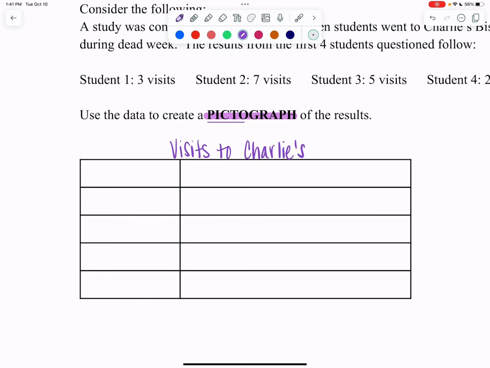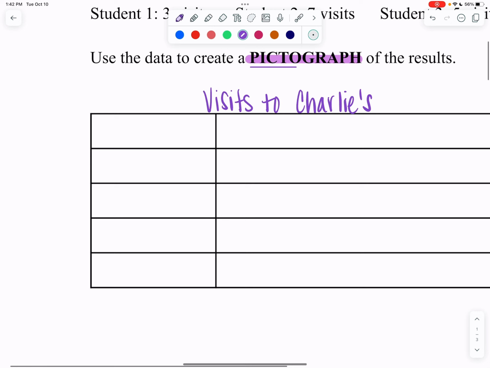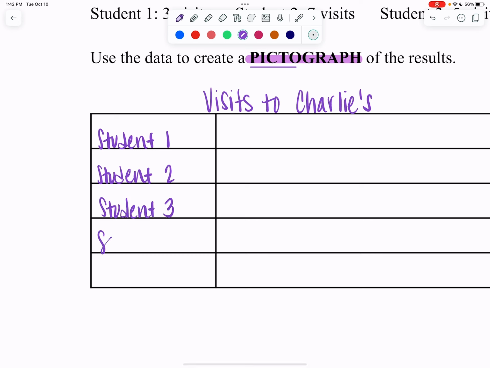Well, what are we looking at? We're looking at students. So I'm going to put my students over here. Let's say student 1. Student 2. Student 3. And student 4. If they had names, I'd put their names right there, but I didn't give them names.